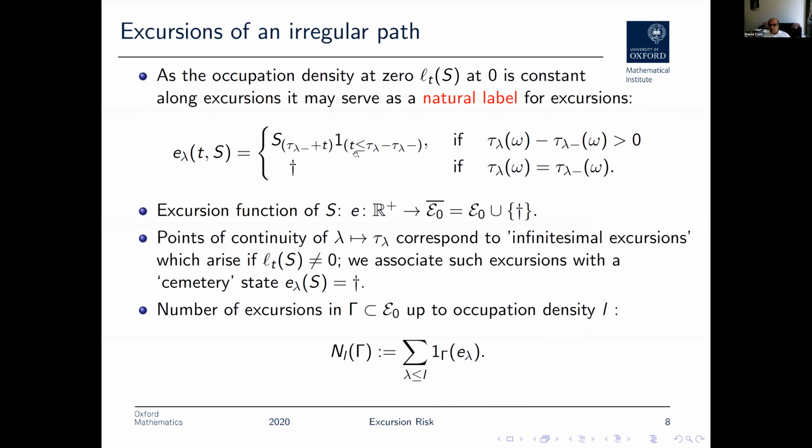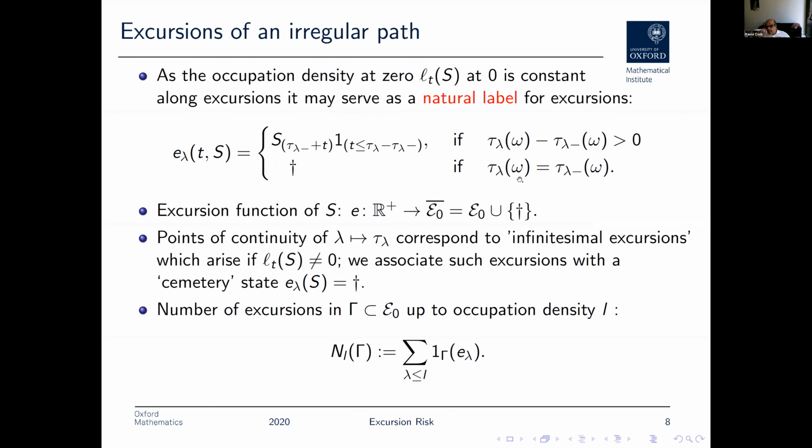And when does the excursion start? When does it end? Well, we said that the time intervals of the excursions coincide exactly with the jump intervals of tau. So they start at the jump point of tau, and they end when the jump ends. So this is the way to define the excursion along which the occupation density is lambda. This is exactly it.